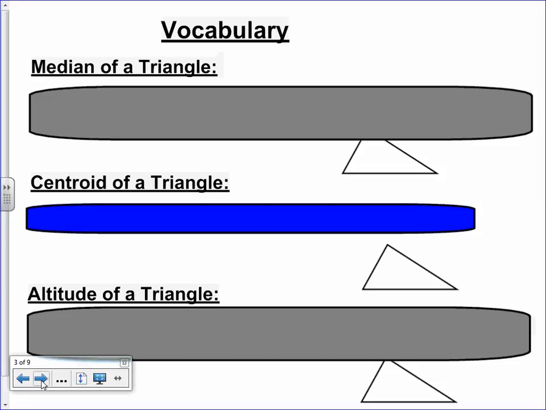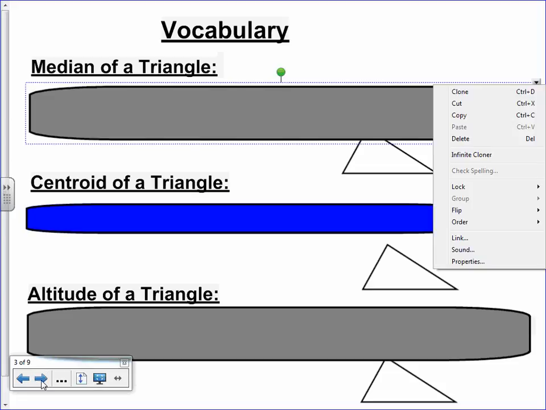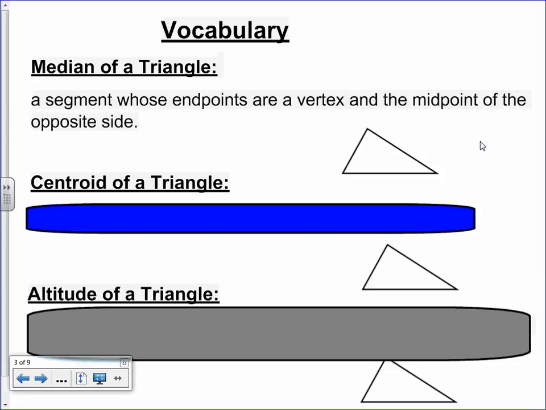So the first one is a median. A median of a triangle, not the median of a set of numbers. The median of a triangle is a segment whose endpoints are a vertex and the midpoint of the opposite side. So if you draw it right here, you have the vertex and the midpoint. Let's say this is cut in half right here, so this side is congruent to this side. That segment that goes across from the vertex to that line, that's called a median.